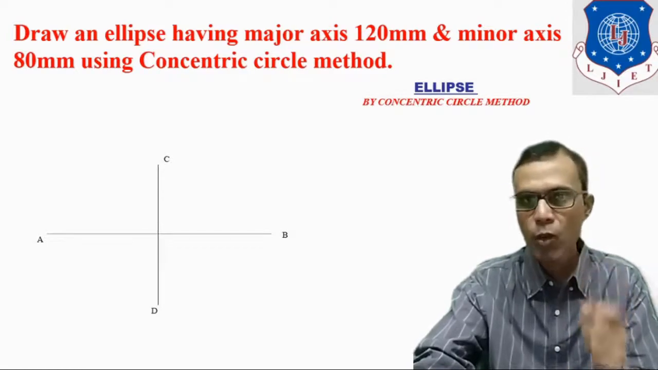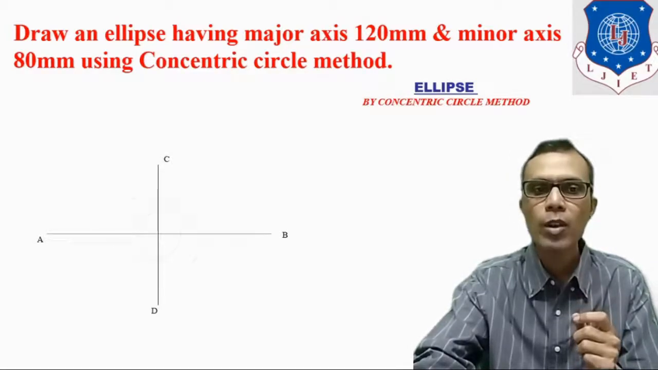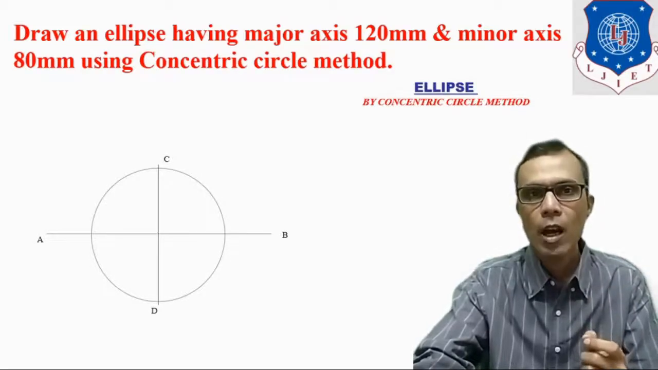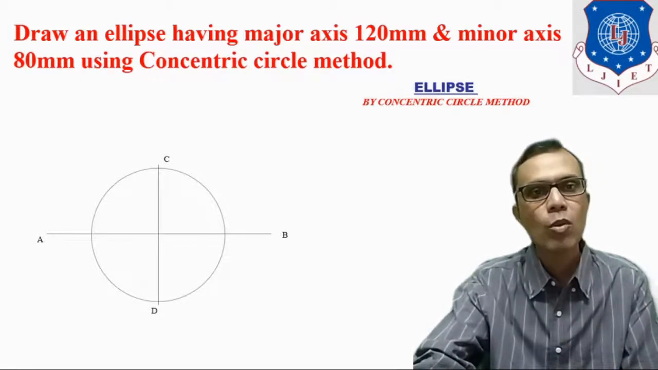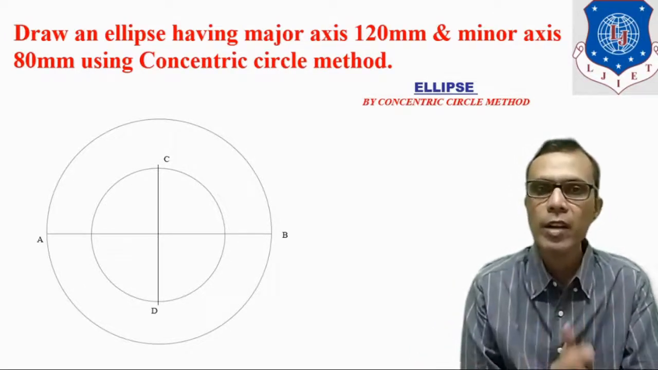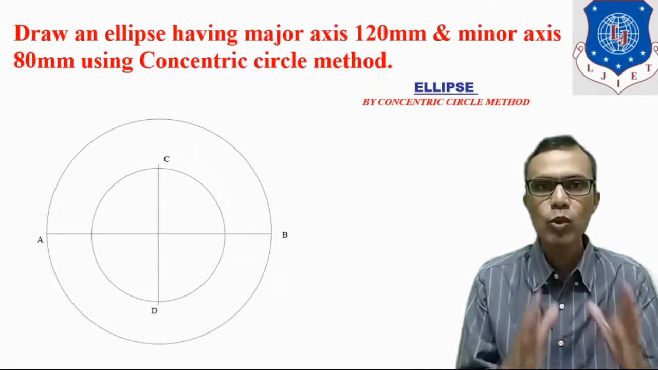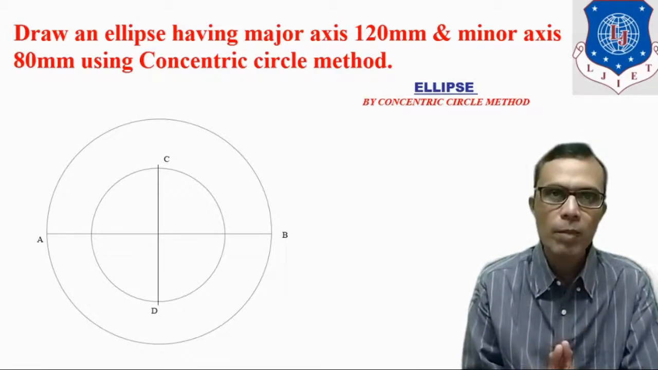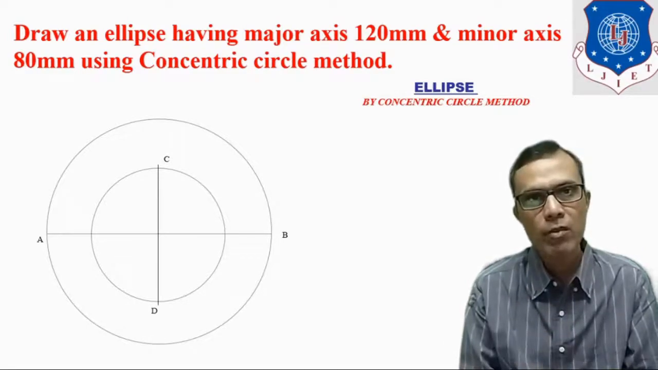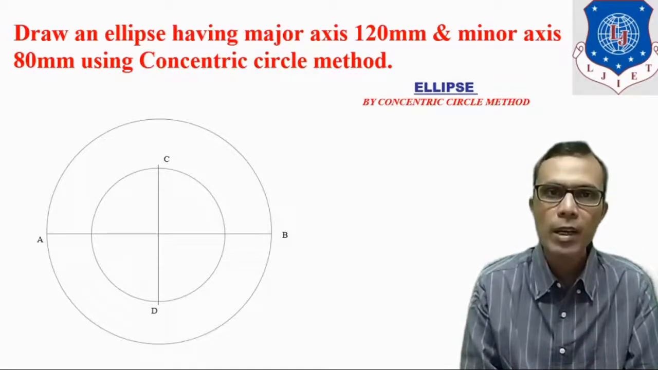So now we keep that point as center and draw the inner circle of radius 40 mm. Now with the same center point we have to draw the outer circle of radius 60 mm, so the diameter is 120 mm. So now we have two concentric circles. Now we have to divide both of these circles into a number of equal parts. We have two choices. Either we can divide these circles into 8 equal parts, or we can divide these circles into 12 equal parts.